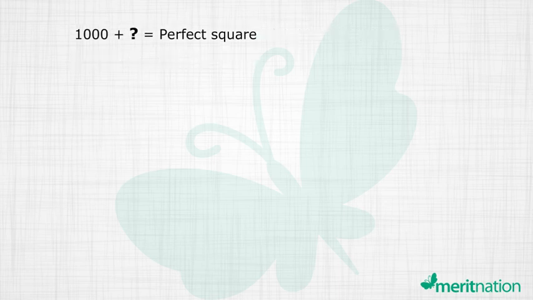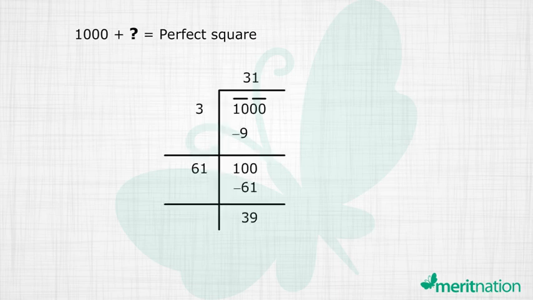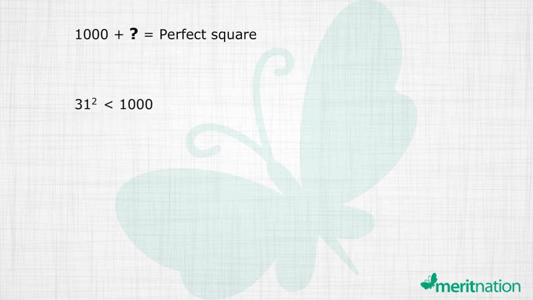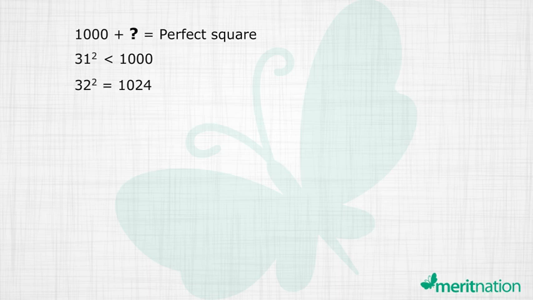Right? So let's first calculate the square root of 1000 by the long division method. You see that? Now, the remainder, as you can see, is 39. So 31 square clearly is less than 1000. Now the next number after 31 is 32, and 32 square is 1024. So the number of plants which need to be added is 32 square, which is 1024, minus 1000, or 24.